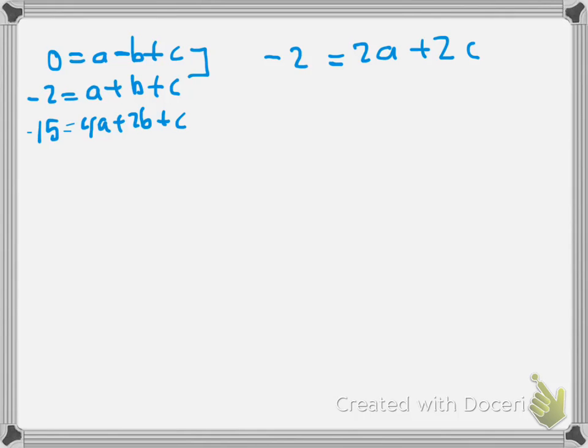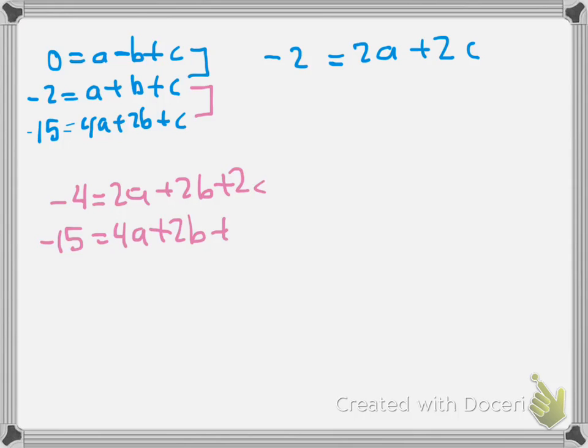So the next question is, can I use these 2 equations to get down to the same 2 unknowns? I'm going to start off by multiplying that middle equation by 2. So I get negative 4 equals 2a plus 2b plus 2c. And then I'm going to use the exact same equation on the bottom. Negative 15 equals 4a plus 2b plus c, and I'm going to subtract them. That way I'll eliminate that b variable. So negative 4 minus 15.